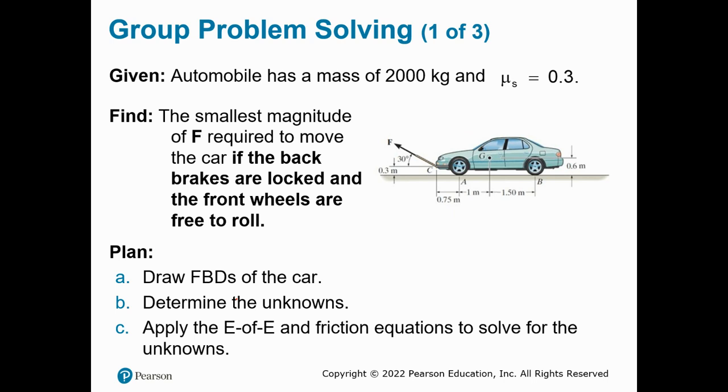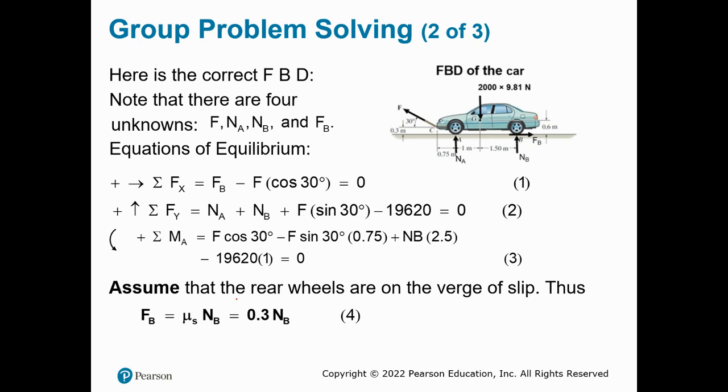All right, group problem. We have a vehicle that has a mass of 2,000 kilograms and mu s equals 0.3. We're looking for the smallest magnitude F required to move the car if the back brakes are locked and the front wheels are free to roll. We're going to draw our free body diagram. In that free body diagram, we write our equations.